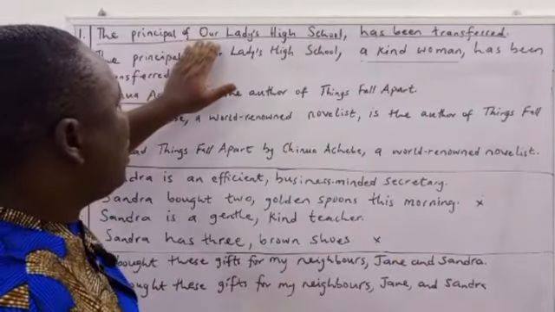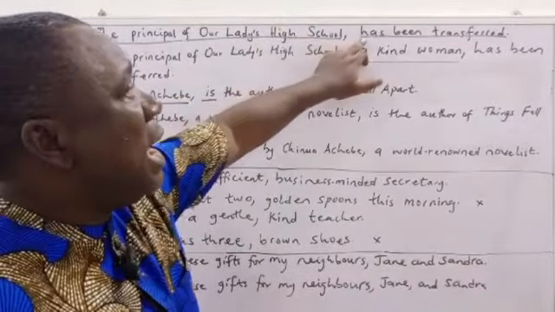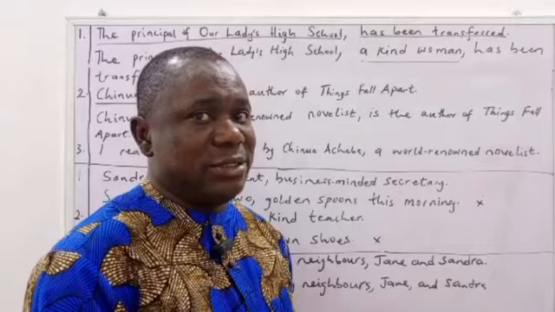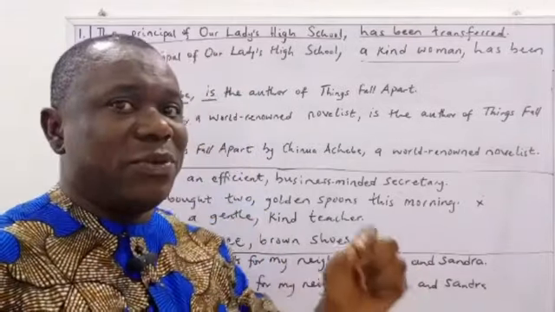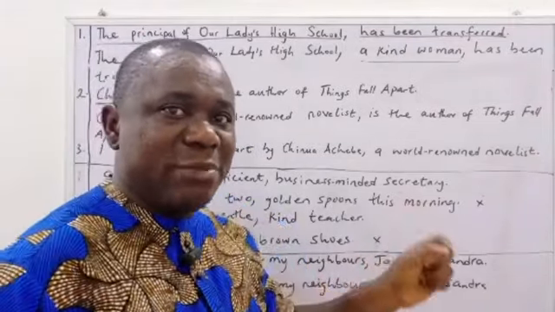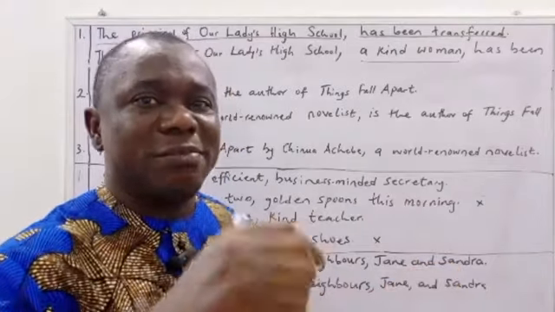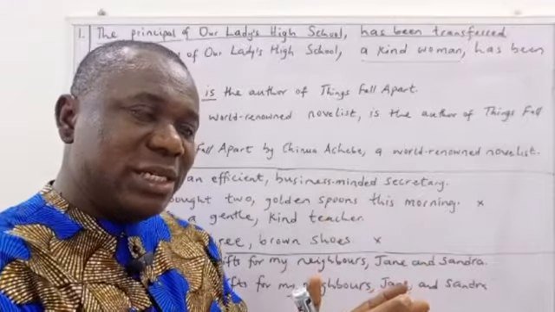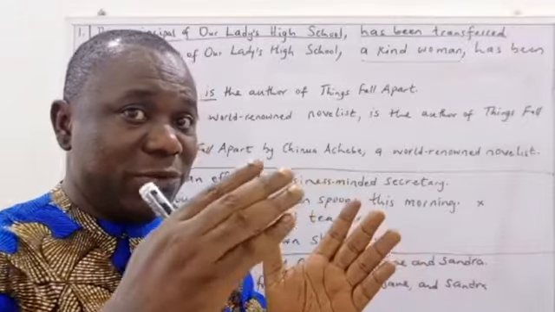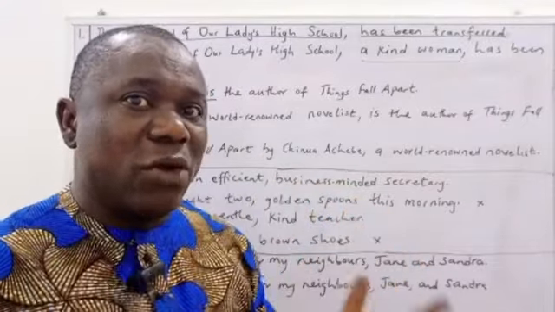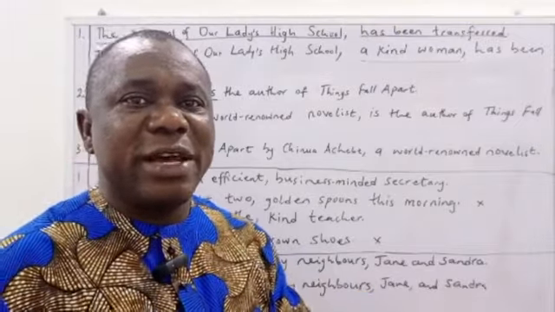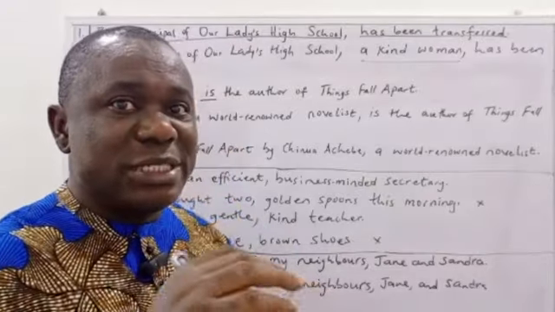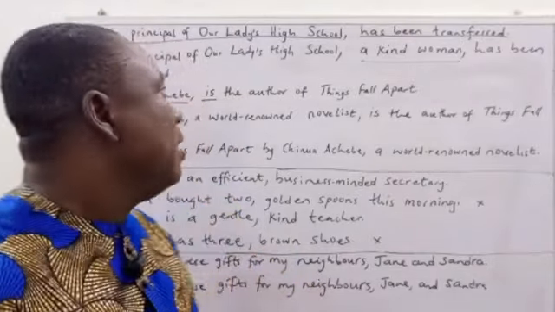The principal of Our Ladies High School has been transferred. Now the subject of this sentence is the principal of Our Ladies High School, and the verb of the sentence is has been transferred. If you look at this sentence, you see that the subject is separated from the verb of the sentence with a comma. There is no reason whatsoever to do this. The comma there is not justified. It is not needed. It is unnecessary.